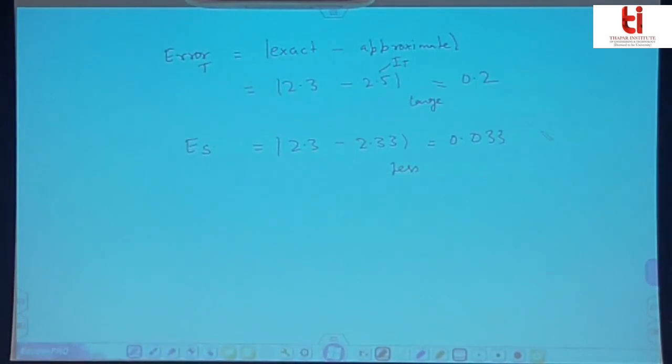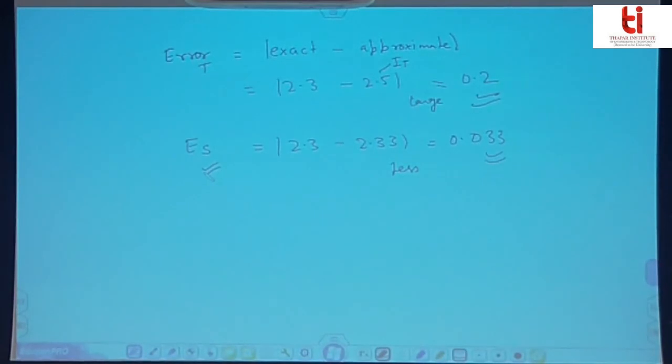Okay, so in this case we are getting less error in comparison to this one. In that way we can say that Simpson 1/3 rule is better than the trapezoidal rule. Except this, there is another procedure so that we can say which method is giving a better result. Yes, we have another method. What is that method?